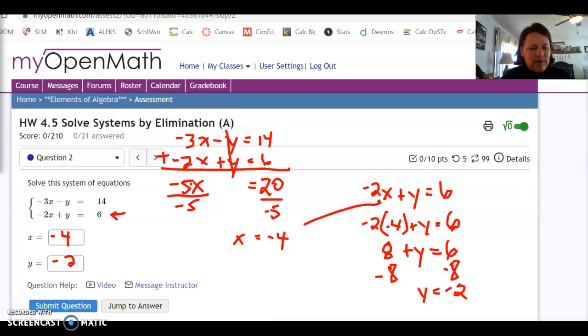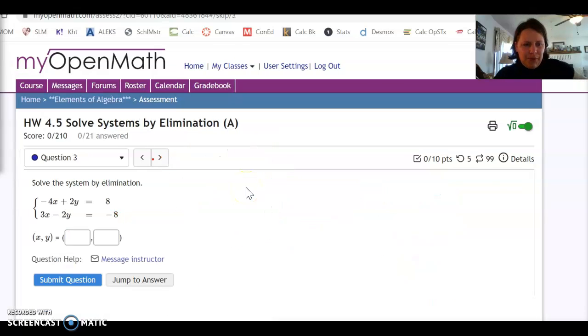Let's see, I think we have time to get one more in. Number 3. So we have two equations again. Solve the system of equations by elimination. Ax plus by equals c. They're both in the standard format, so we're good there.